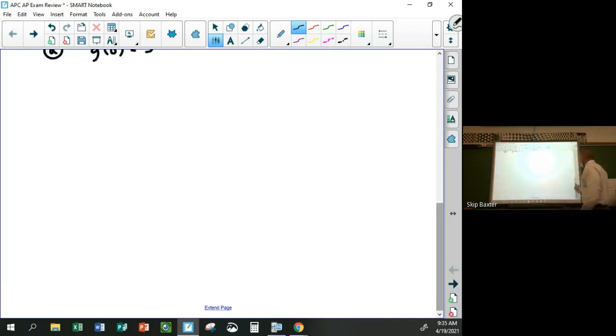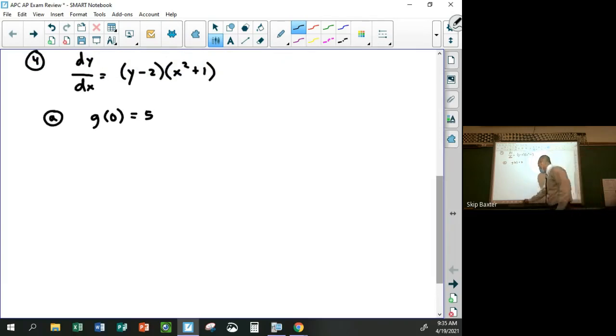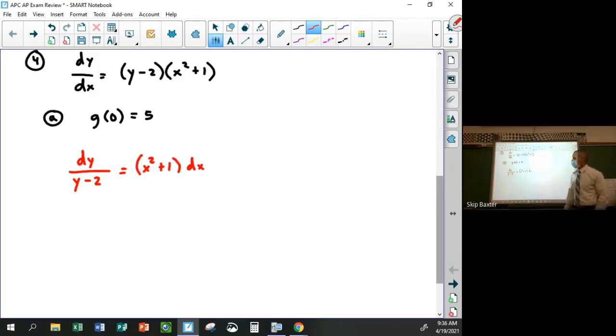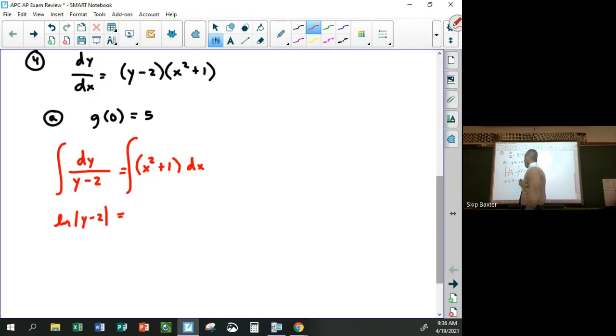Okay, so remember, first step is to separate the variables. So this ends up being dy over (y minus 2) equals (x squared plus 1) dx. That's worth 1 point, separating the variables. The next step is to integrate both sides. So this ends up being ln absolute value of y minus 2 equals x cubed over 3 plus x plus c. That's worth 2 points, 1 point for each antiderivative.